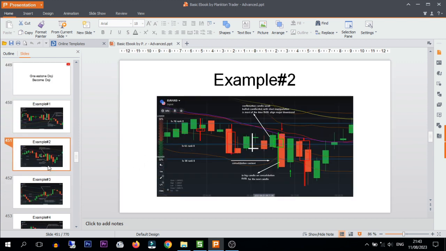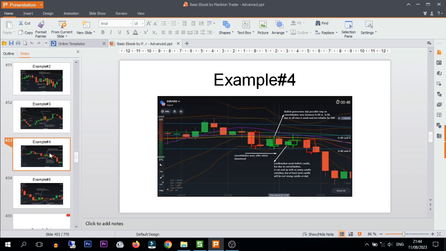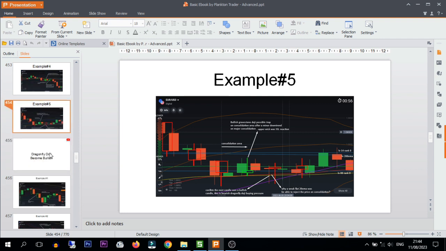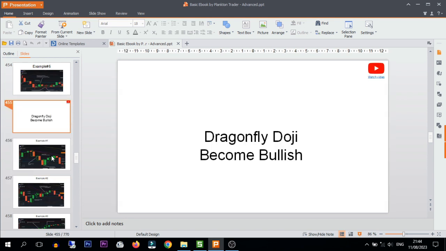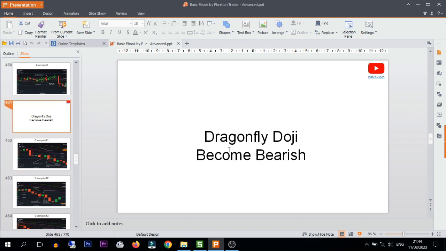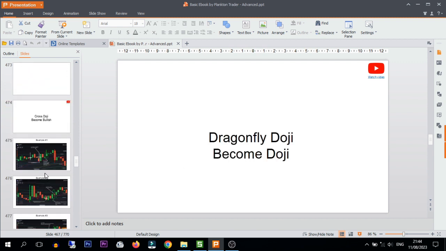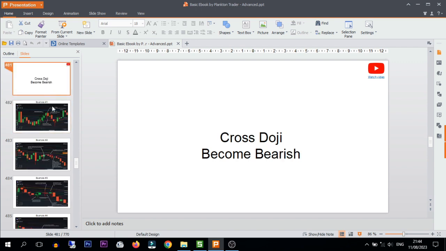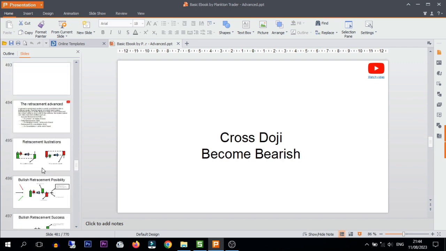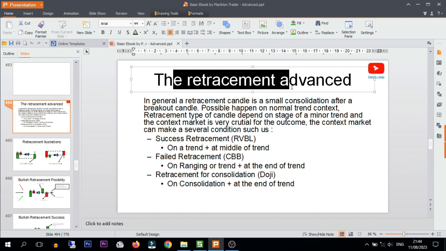Why is becoming doji also important? Because sometimes we think only of pressure up and down, but we forget about the possibility of the neutral, which means not going anywhere. Okay, now Dragonfly Doji is the same thing. Why it succeeds, why it fails. Okay, making bearish, why it's making doji. And Cross Doji is also the same. Let's move on to the retracement advance.